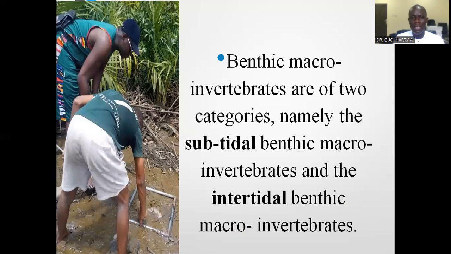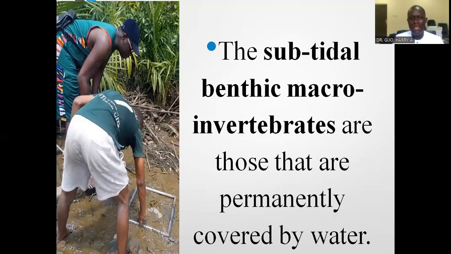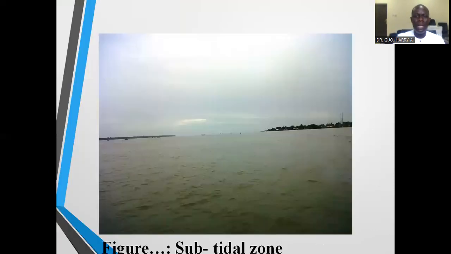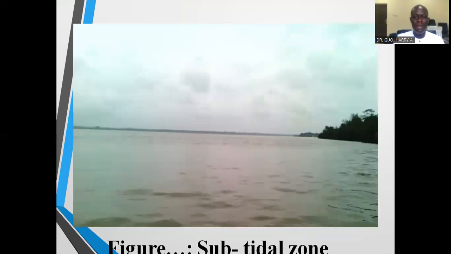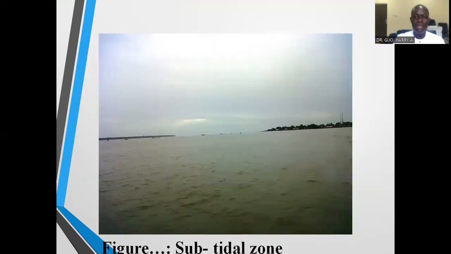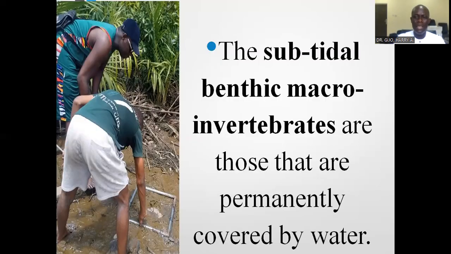Benthic invertebrates are of two categories, namely the subtidal benthic macroinvertebrates and the intertidal benthic macroinvertebrates. The subtidal benthic macroinvertebrates are those that are permanently covered by water, called subtidal macrozoobenthos, while the ones found in the area that is periodically exposed when the tide ebbs are said to be the intertidal benthos.